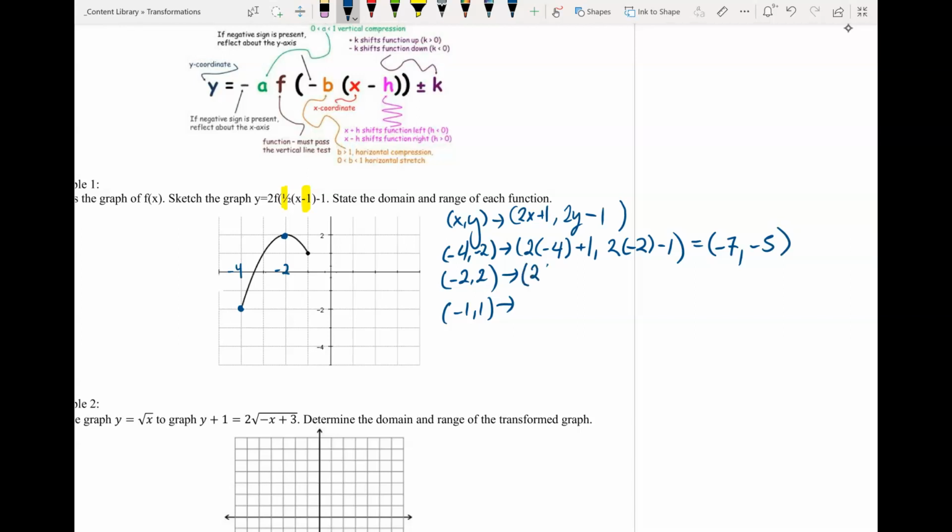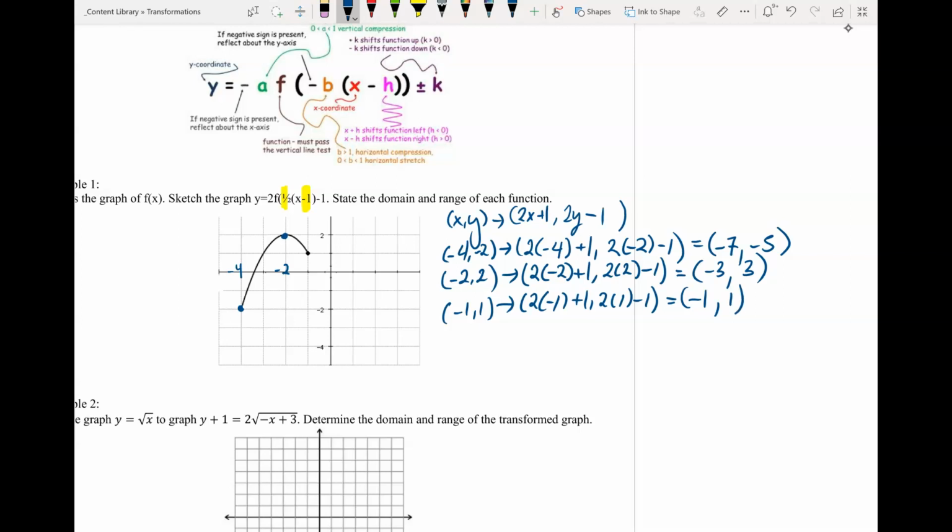And do the same thing for our next point. Two times -2 is -4, plus 1 is -3. 2 times 2 is 4, minus 1 is 3. And then we're going to do this for one more point. 2 times -1 is -2. -2 plus 1 is -1. Then you have 2 minus 1, which is 1.